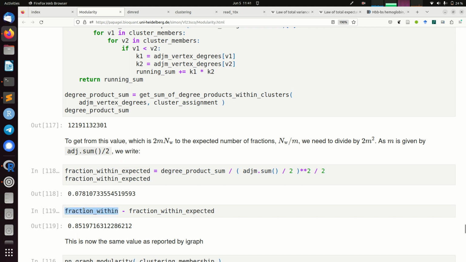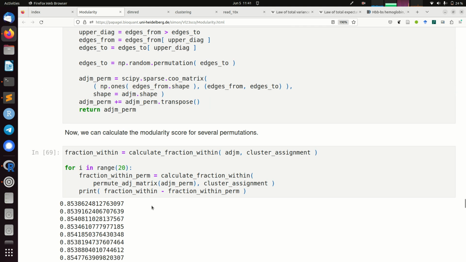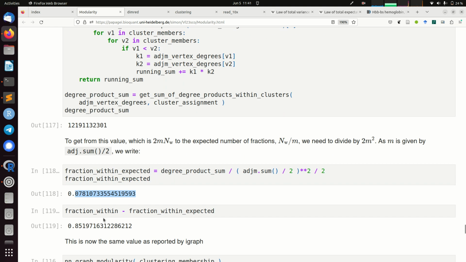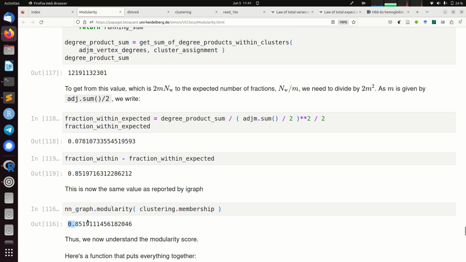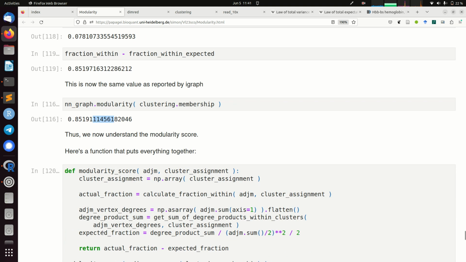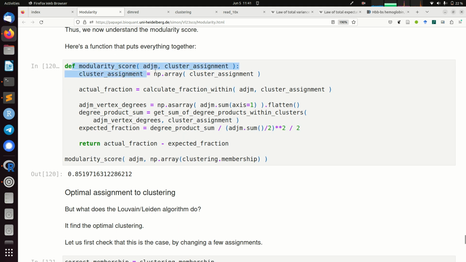And if I now subtract this from our actual fraction within, the expected one, now this expected, 0.78, that is exactly the expectation value of all these permutations here. And if I now subtract the two, I get here 0.8519, which is the same as 8519, what the modularity score got. And the remainder here is some rounding errors. So this now puts everything together, and now I have this function which calculates, for a given adjacency matrix and a given cluster assignment, the modularity score.